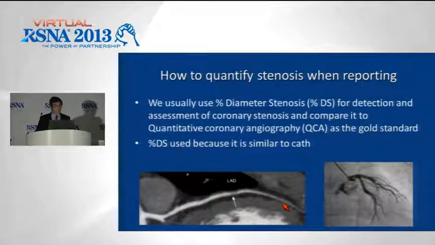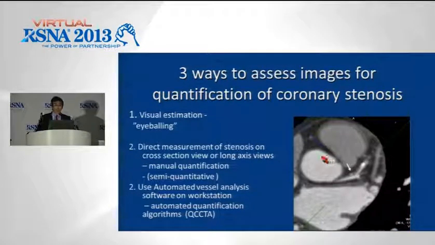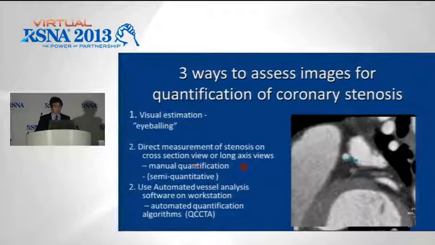Usually we use percent diameter stenosis for detection and assessment of coronary stenosis and compare it, for example, to QCA, which is considered the gold standard. The reason we usually use percent diameter stenosis is because it's similar to cath. So there are three ways to assess your images for quantification of coronary stenosis. One is visual estimation or eyeballing. You can also do direct measurement of stenosis on cross-sectional views or long-axis views, usually manually, and this can be considered semi-quantitative assessment.